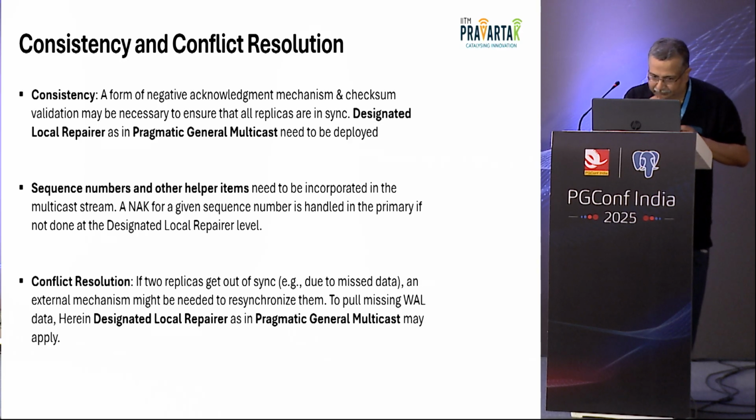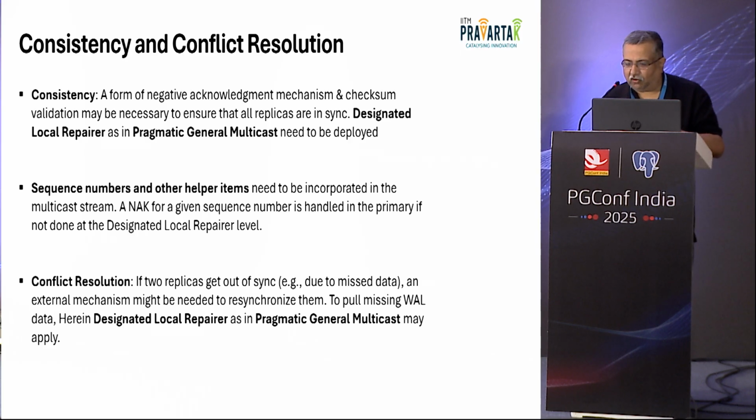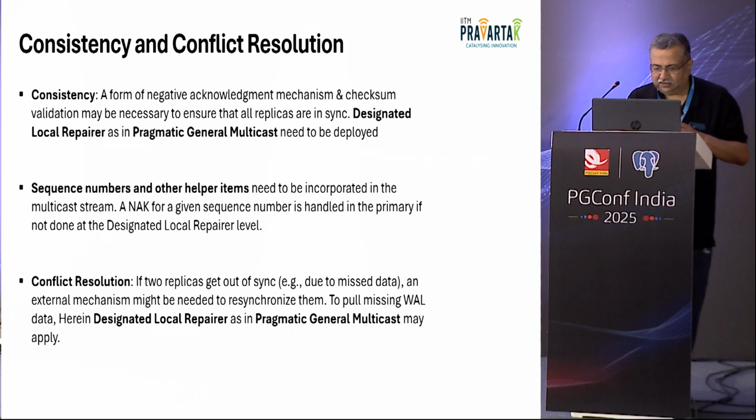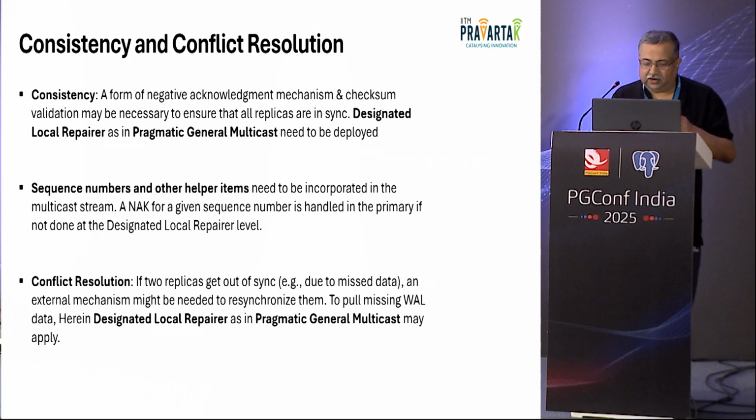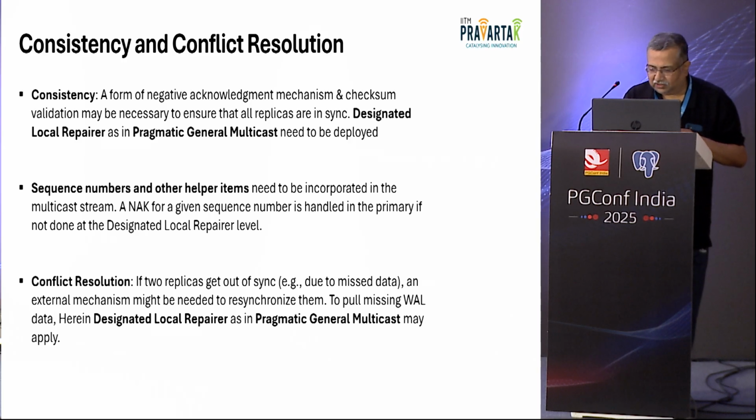Right? So these are all mechanisms which have already been detailed out in several RFCs. RFC 3208, for example, talks about pragmatic general multicast. So we are picking up the concept from there for the designated local repairer. You've got sequence numbers and other helper items that can be incorporated into the multicast stream even though it's running on UDP to make it as reliable as TCP. And as far as conflict resolution is concerned, you can pull the missing WAL entries from the designated local repairer as already specified.